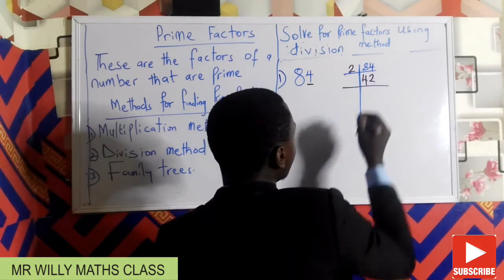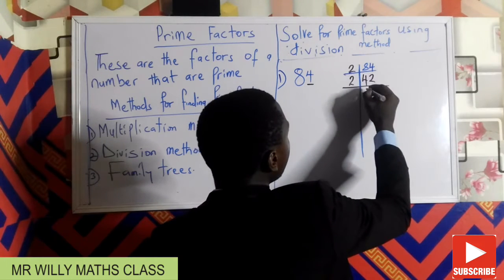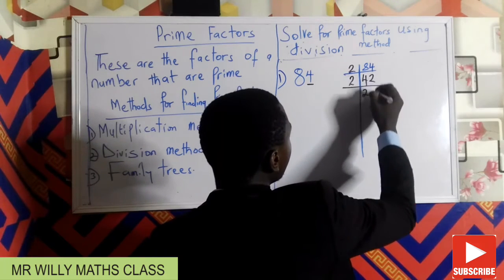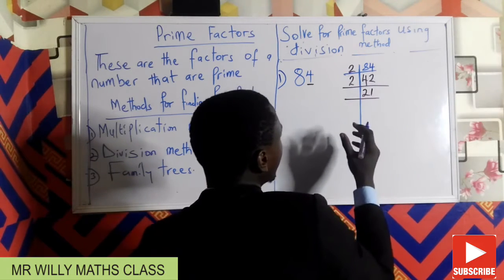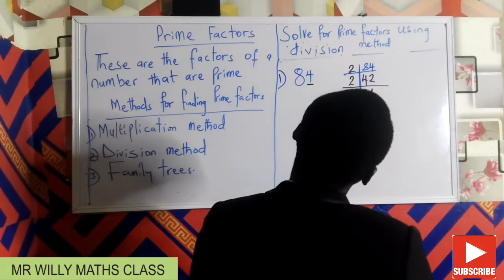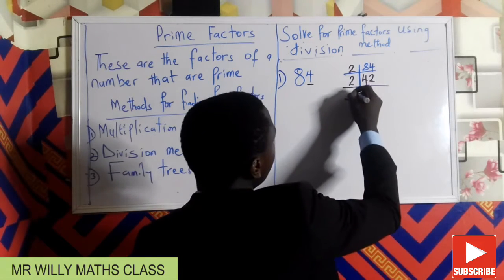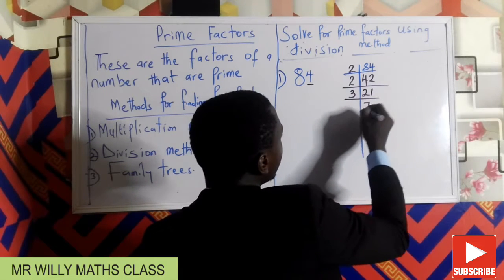We still move on to divide it. The 2 can still go. You can use 2 now. 2 in 4, that will be 2. 2 in 2, that's 1. Now, what's the number that will go into 21 without any remainder? If you try to use 2, it won't be able to divide it. You have a remainder. The next thing is to try 3. 3 in 21 is 7. 3 will go into 21, 7 times.